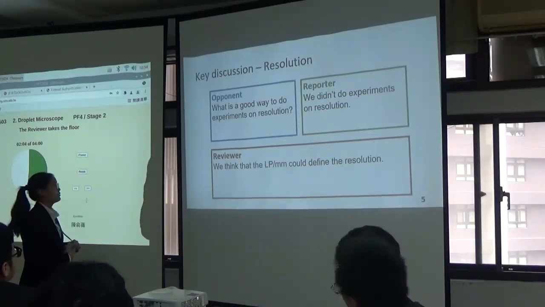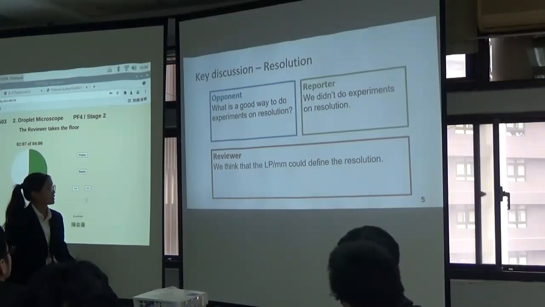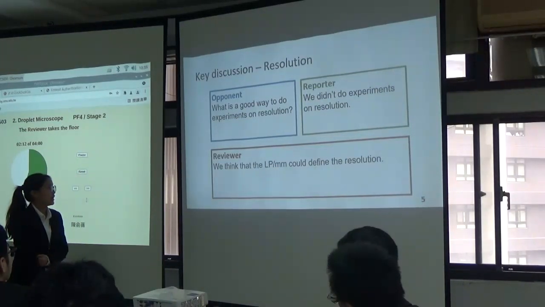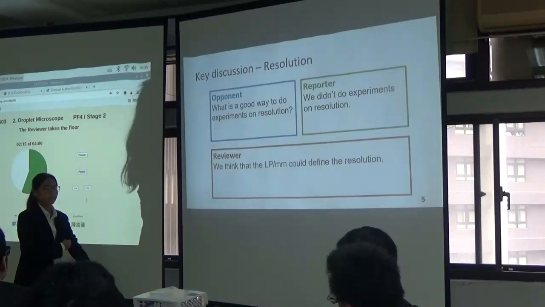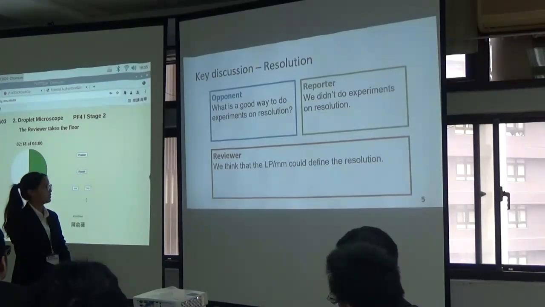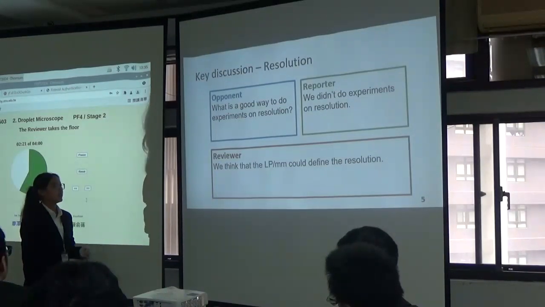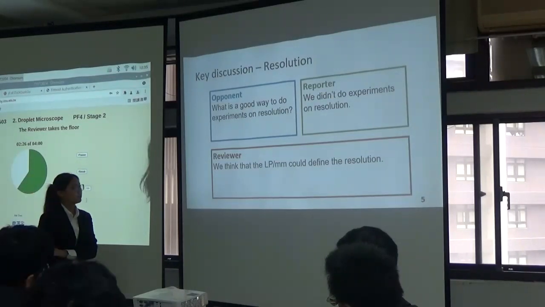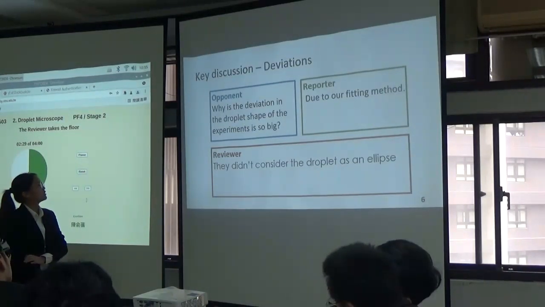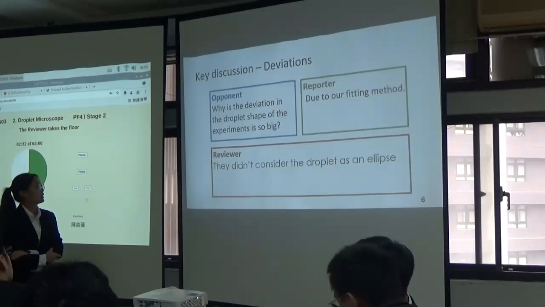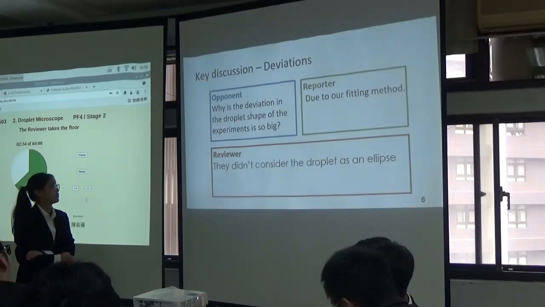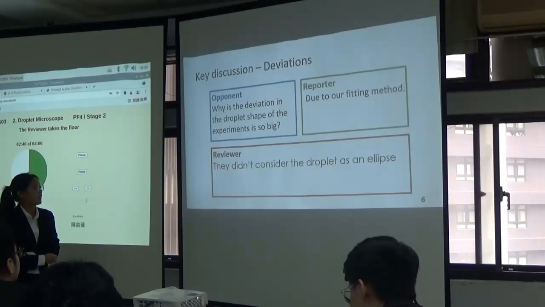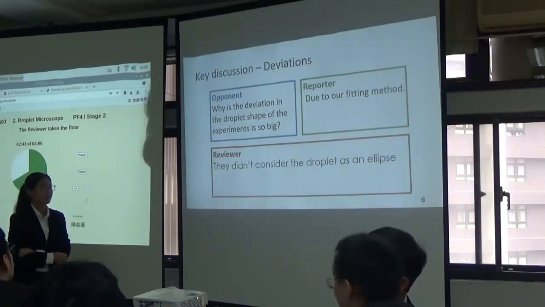And the key discussion is the resolution. What is a good way to do the experiment on resolution? The reporter said they didn't do the experiment, and the opponent gave some advice to the reporter. However, we think the line pairs per millimeter could define the resolution well. And the key discussion is the deviations. So the opponent asked why the deviation in the droplet shape of the experiments is so big. The reporter said that it's due to their fitting method. And I think it's because they didn't consider the droplet as an ellipse.